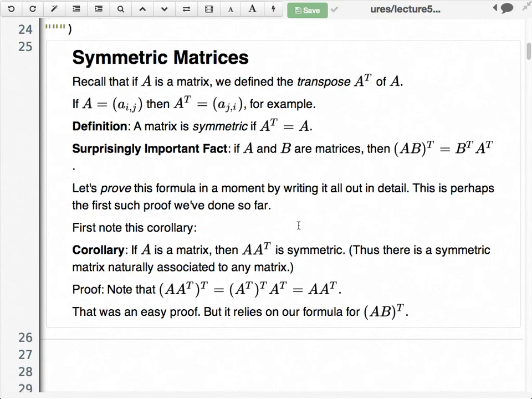And one way to make a symmetric matrix from any random matrix at all is to take a matrix and multiply it by its transpose. This always makes sense to do. So let's see, I'm going to have room right here. Fact: A times A transpose is symmetric.